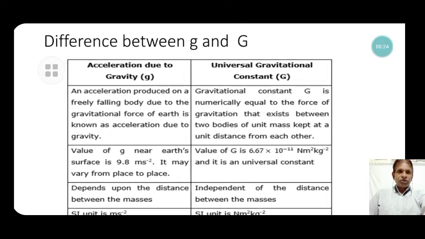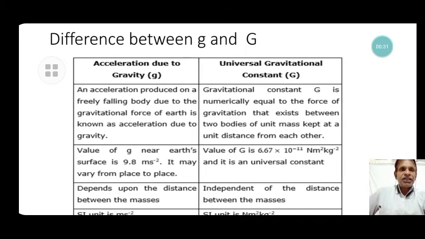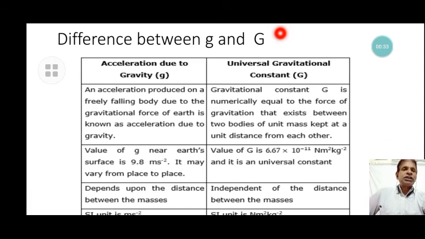First we discuss what is the difference between small g and capital G. Small g is the acceleration due to gravity at the earth's surface and capital G is the gravitational constant. This value is 6.67 into 10 to the power minus 11 Newton meter square per kg square, that we discussed in the last video.